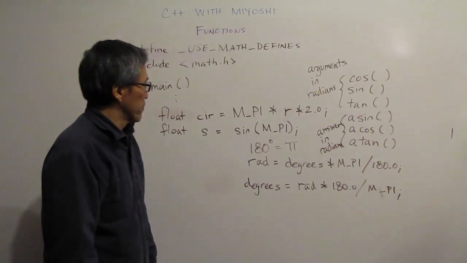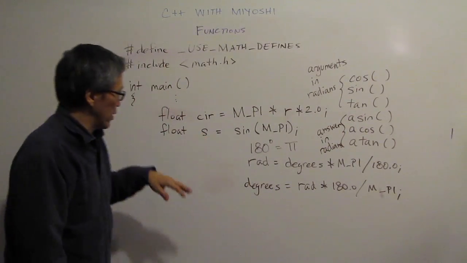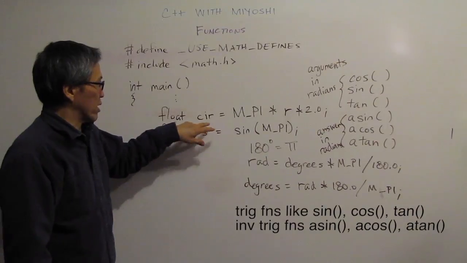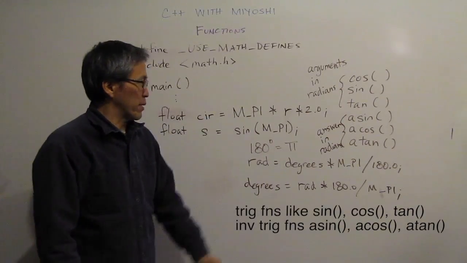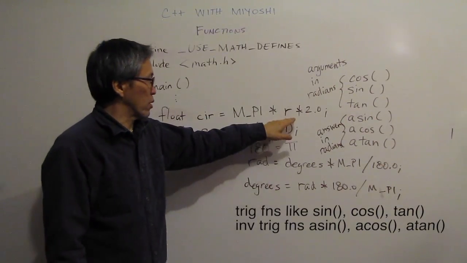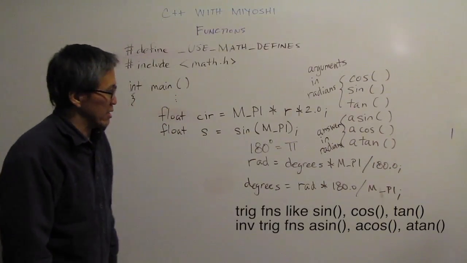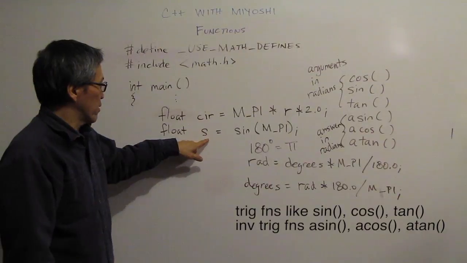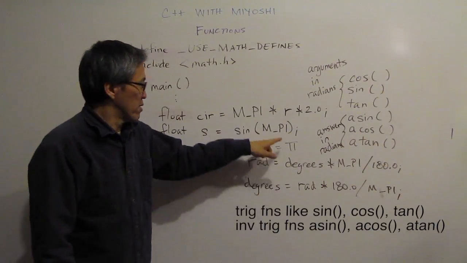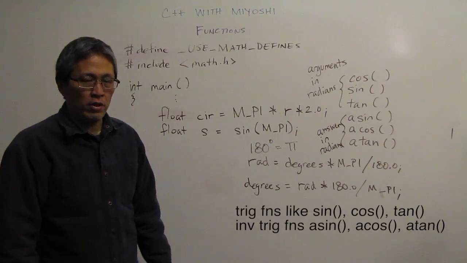But here we have just a couple of things. We have float circumference is assigned the value M_PI times r times 2, where r is defined somewhere up here in code before that, with the dots there. Or here, maybe we're going to find the sine of pi. We can do those things here.